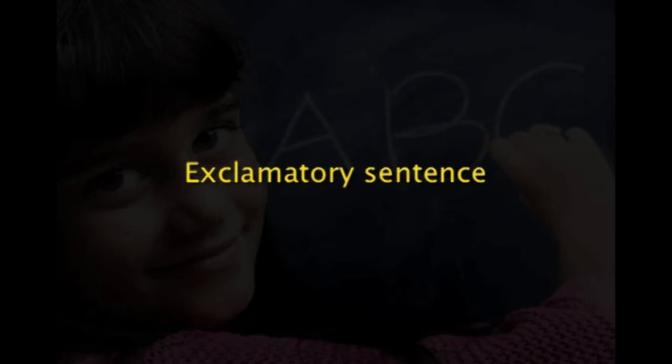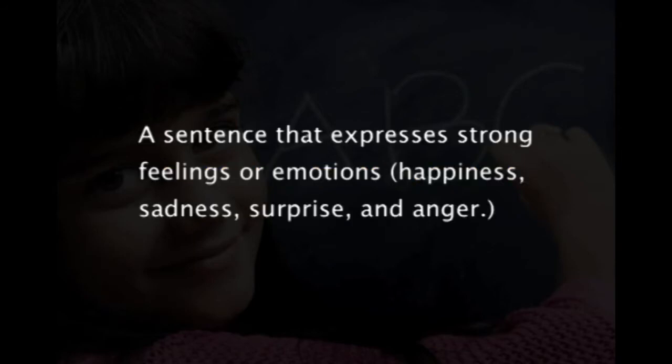It's the exclamatory sentence. A sentence that expresses strong feelings or emotions such as happiness, sadness, surprise and anger. Now let's look at some examples for exclamatory sentences. Wow, the peacock is beautiful. Hooray, we won the match. Alas, he is dead. How cold the night is, or what a shame. Now these are different types of exclamatory sentences where we have sudden feeling or emotion.